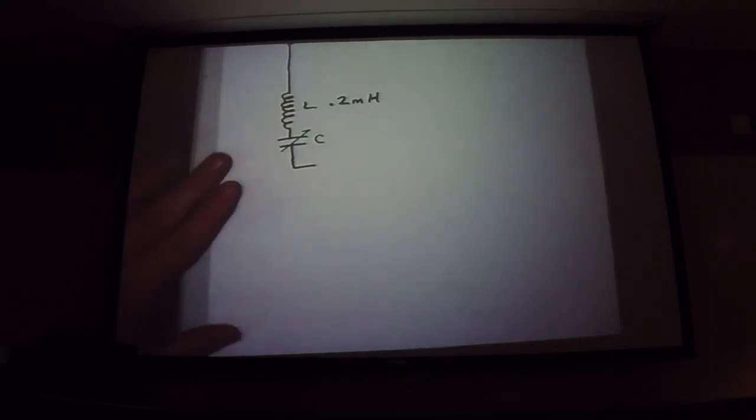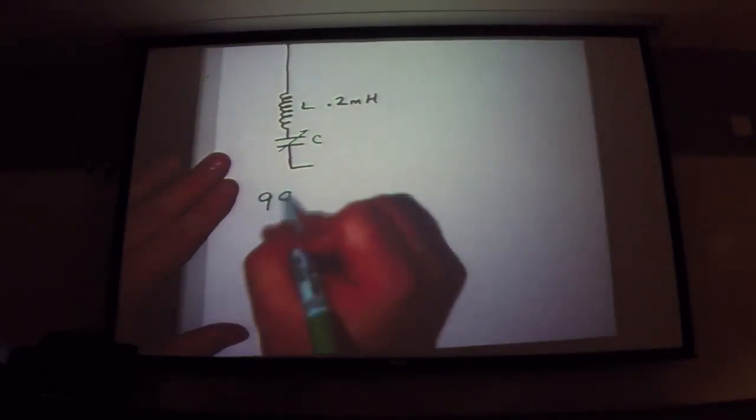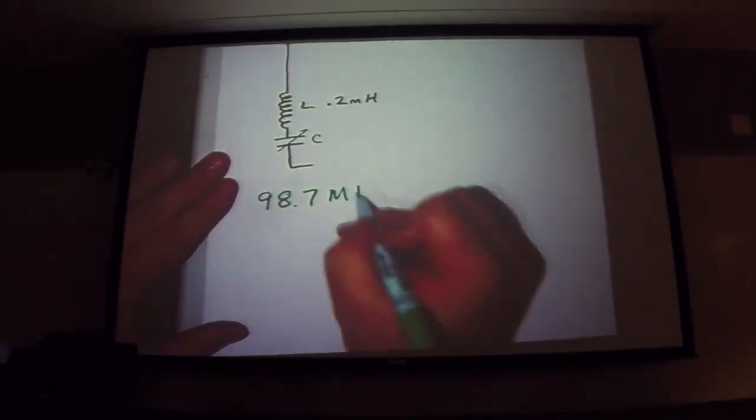So let's say that I wanted to tune to the new alt 98.7, which used to be Star 98.7. It operates at a frequency of 98.7 megahertz.